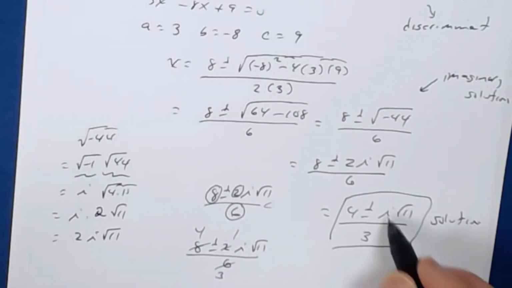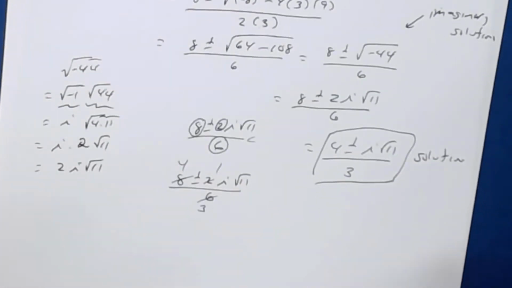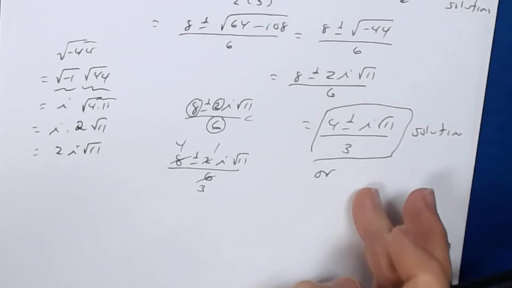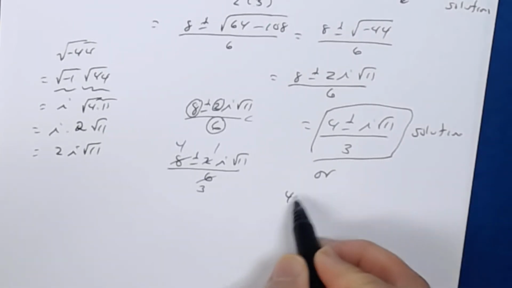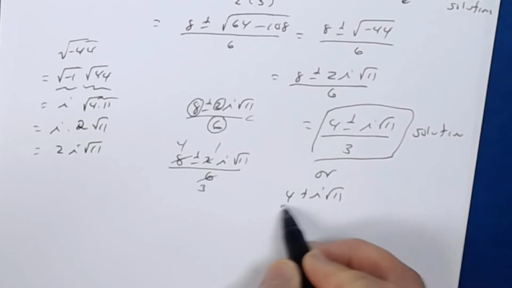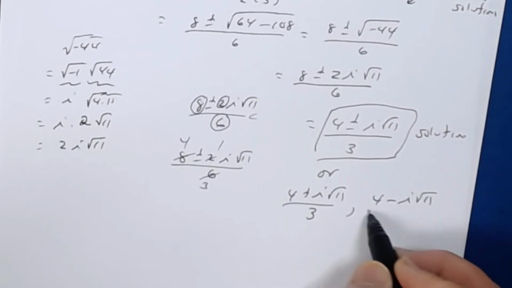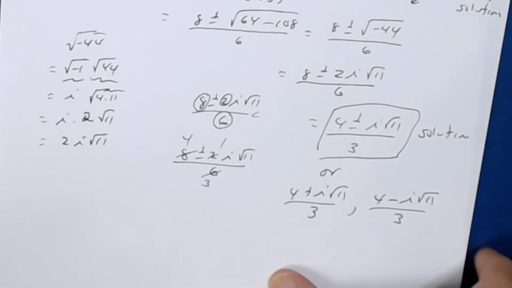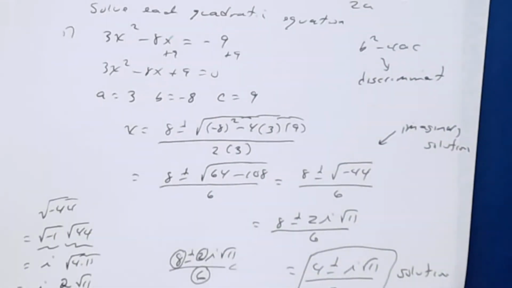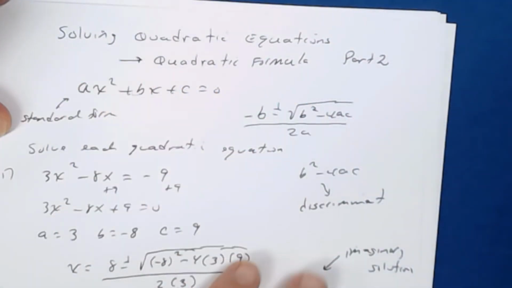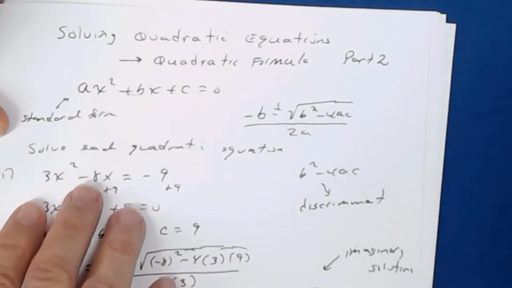So notice I have 2 imaginary solutions. Now in MyMathLab, you're going to write this as separate solutions. So you're going to say 4 plus i square root of 11 over 3, comma, 4 minus i square root of 11 over 3. All right, so that was number 1. Before you continue with part 2, make sure you look at part 1, because in part 1 we did about 7 problems or so with solving quadratic equations. So this is part 2 now.